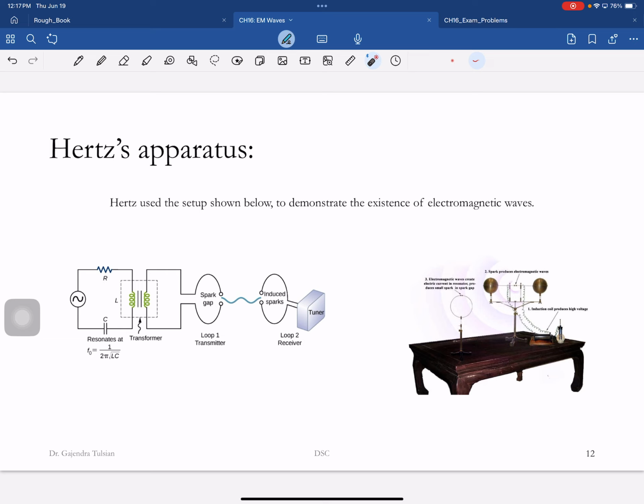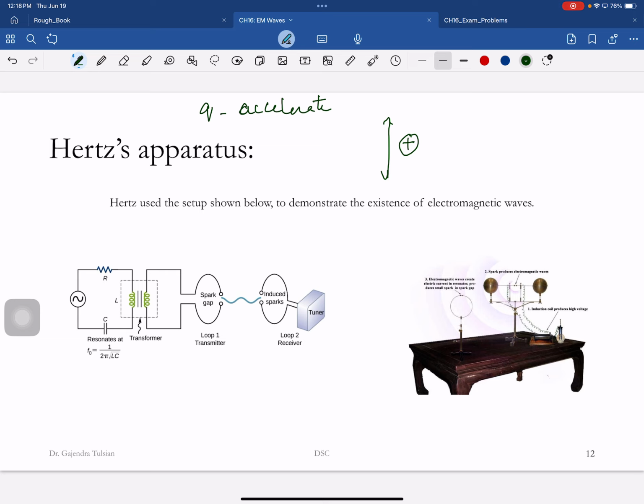Now, let me tell you one more thing. How do you produce electromagnetic waves? To produce any kind of wave, electromagnetic wave, what you need to do is you need to make a charge accelerate. You need to accelerate a charge. Okay. You want to produce gravitational waves, you have to accelerate a mass.